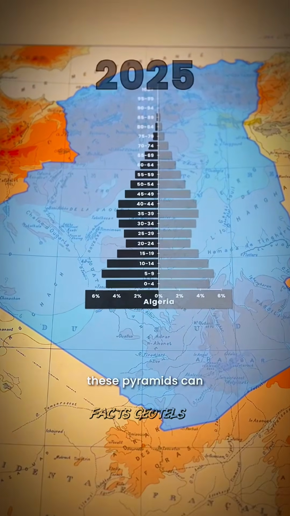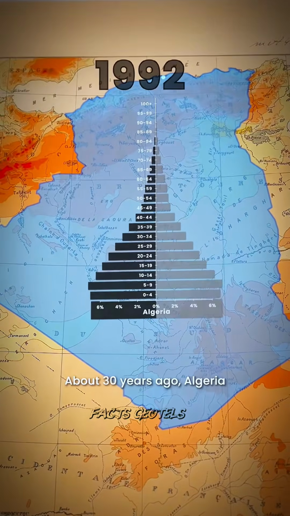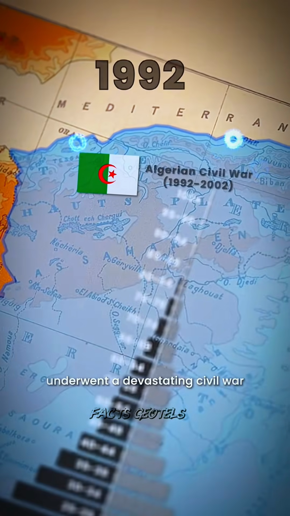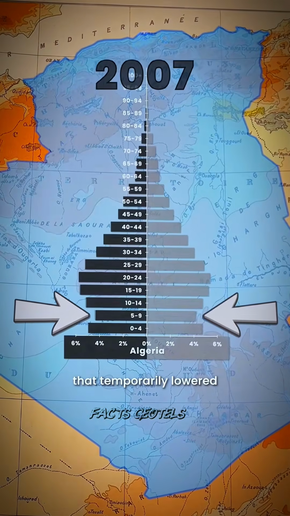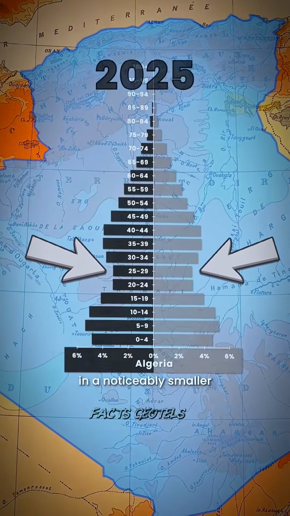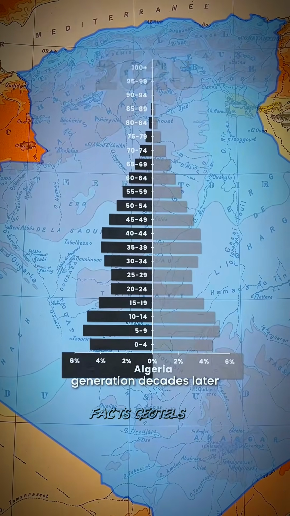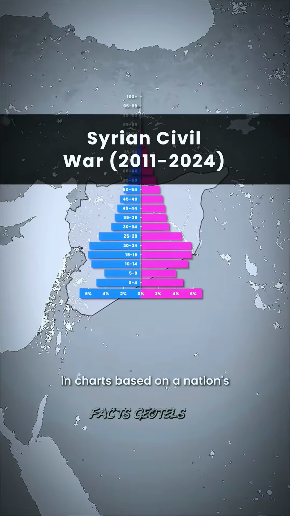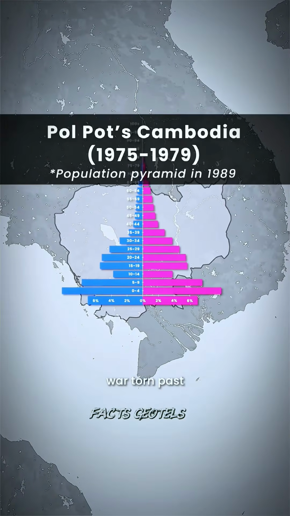Well, as it turns out, these pyramids can depict history too. About 30 years ago, Algeria underwent a devastating civil war that temporarily lowered fertility rates, resulting in a noticeably smaller generation decades later. There's a few other examples of dips in charts based on a nation's war-torn past.